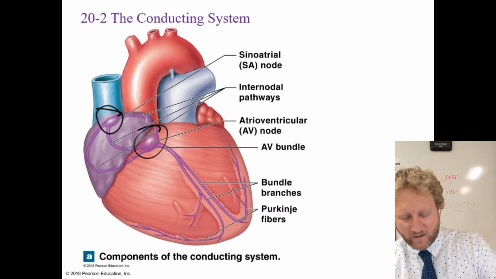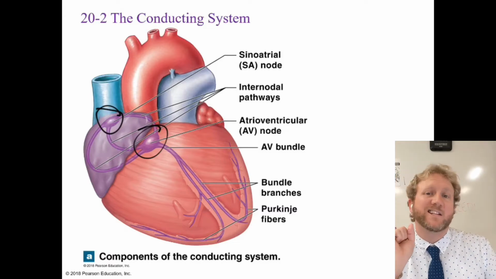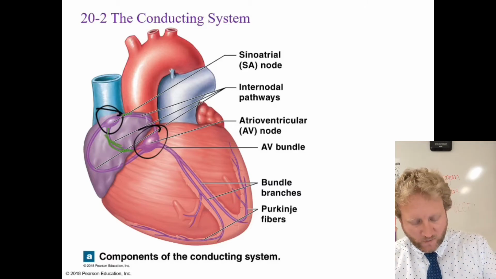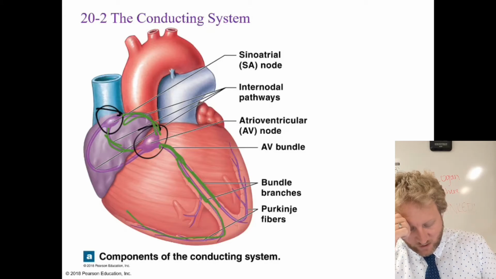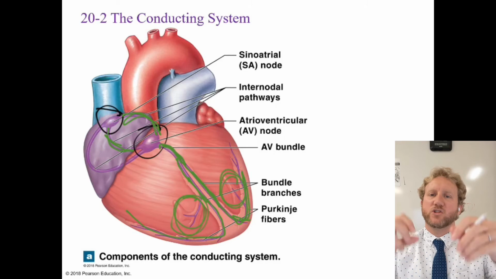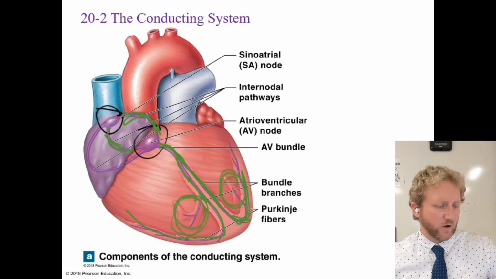We also have the conducting cells. So these are the ones that will basically transmit the impulse. These are the wires. Internodal pathways right here. We've got the AV bundle right here, which branches into bundle branches, and then those go into Purkinje fibers down here at the end. And then as you can see, sections like right here and right here branch off, allowing that impulse to spread out to all of the contractile tissue of the heart.